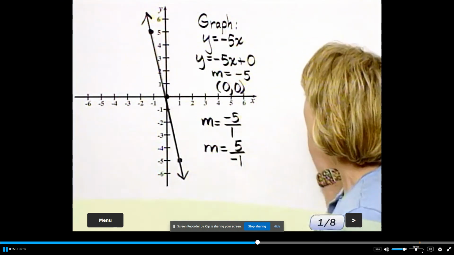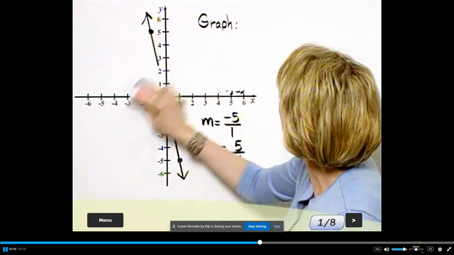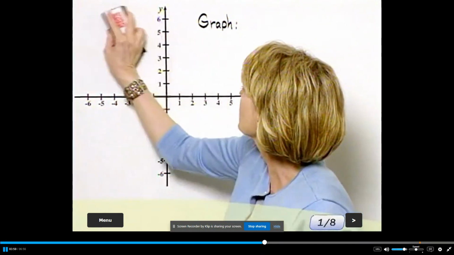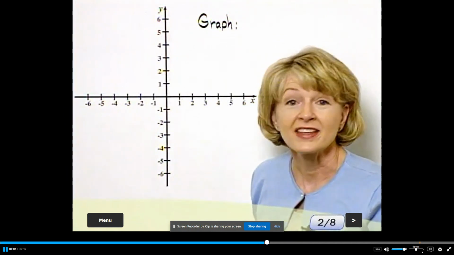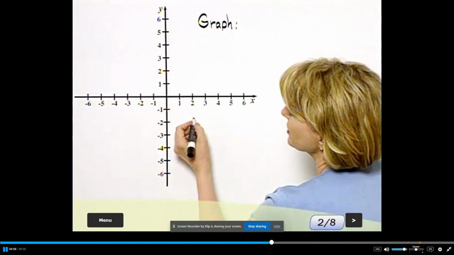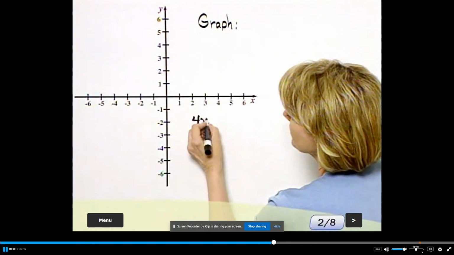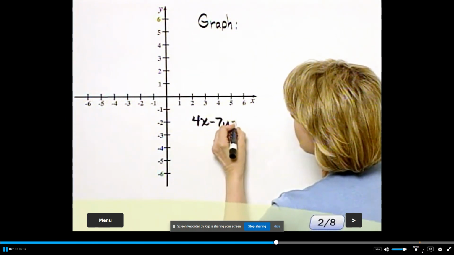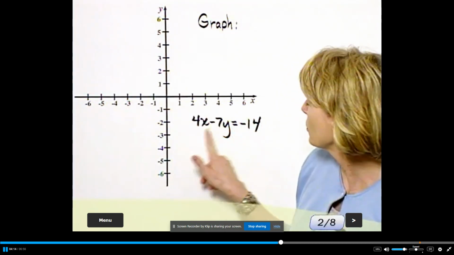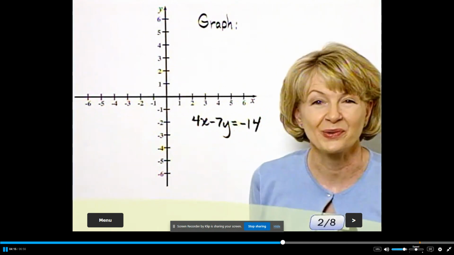Let's do this again. We are graphing. We're just using another method for graphing. We're graphing by the slope-intercept form. So let's suppose we graph this equation: 4x minus 7y is equal to negative 14.